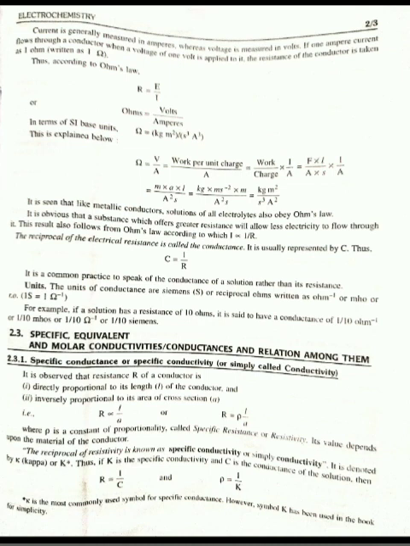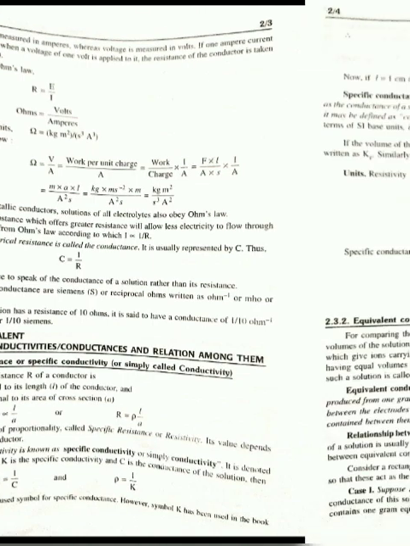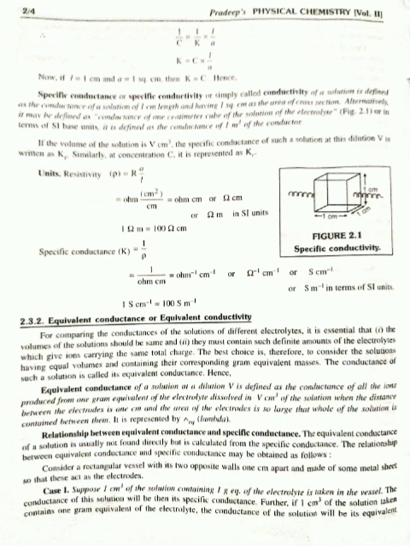Thus, if K is the specific conductivity and C is the conductance of the solution, then R is equal to 1 upon C and rho is equal to 1 upon K. Kappa is the most commonly used symbol for specific conductance. However, symbol K has been used in the book for simplicity. 1 upon C is equal to 1 upon K into L upon A. K is equal to C into L upon A.